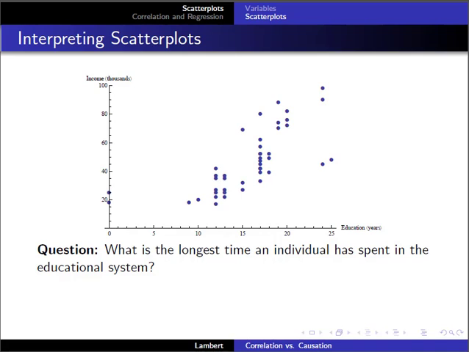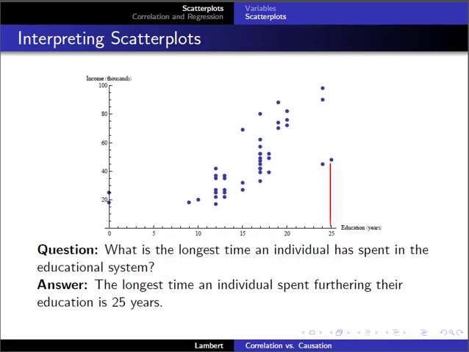Actually on the shortest end as well, so 0 years, which seems like it doesn't make sense, but that does happen from time to time. People don't spend any time in the educational system. But if you look at the far right-hand side, looking at the x values, we have someone that's been in the educational system for 25 years, and that one's not too bad to look up. So we have all that information at our disposal.